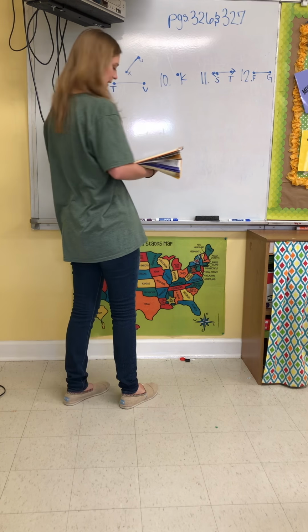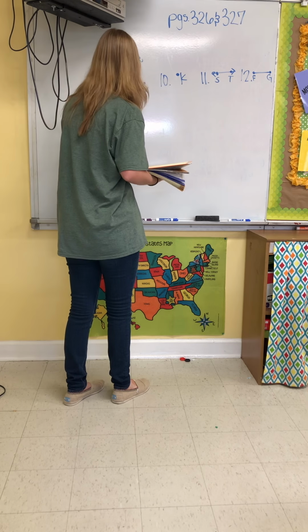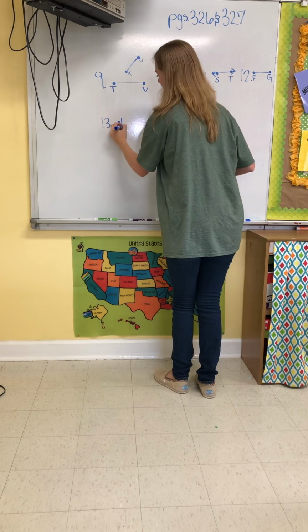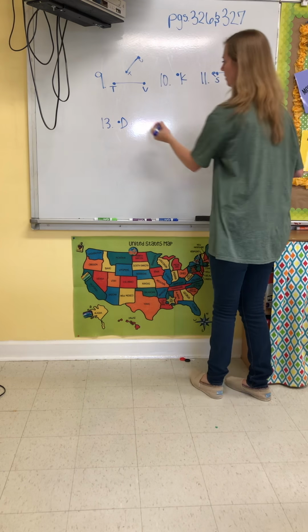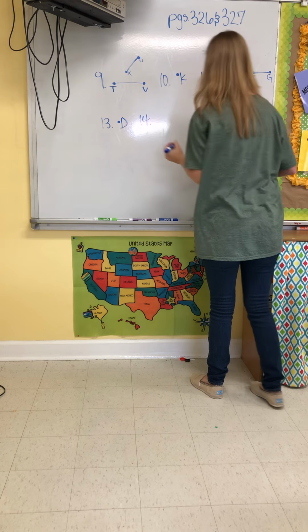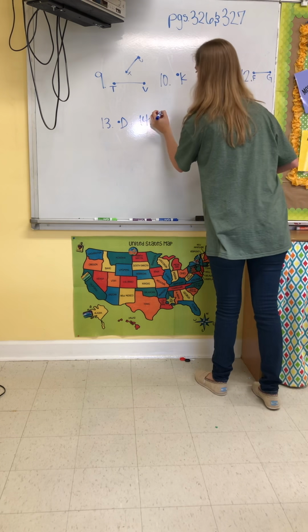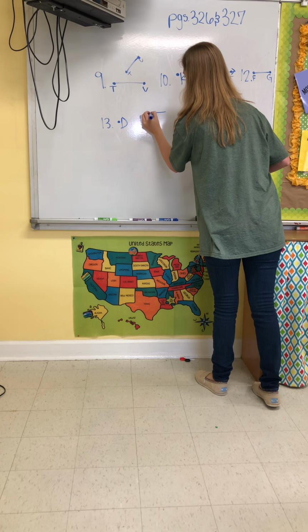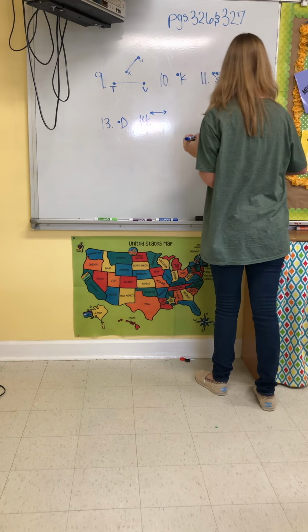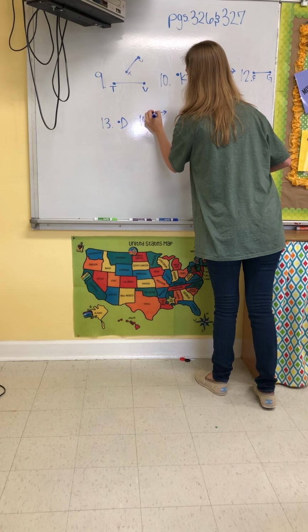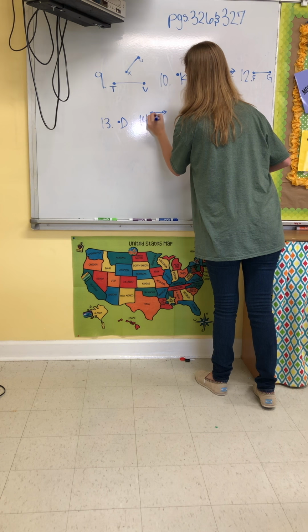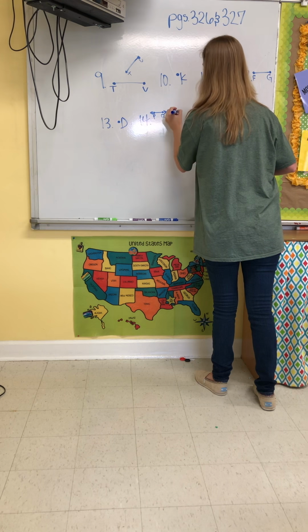Alright, number 13 is just a D, so I know that that would just be a point. That's how we're going to write that one. 14, I see that the line at the top has arrows. That tells me it's a line. I'm just gonna label or name a line.